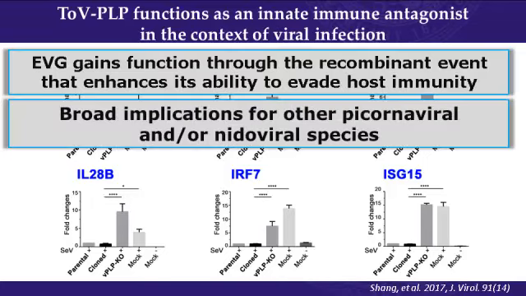So that means this PLP gene functions as an innate immune antagonist, and the enterovirus gene gained function through the recombinant event that enhances its ability to evade host immunity. These findings have broad implications for other picornavirus and nidovirus species.